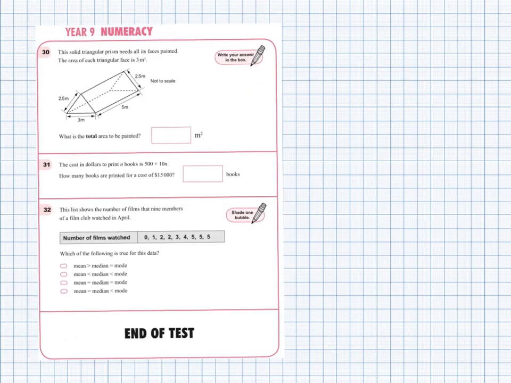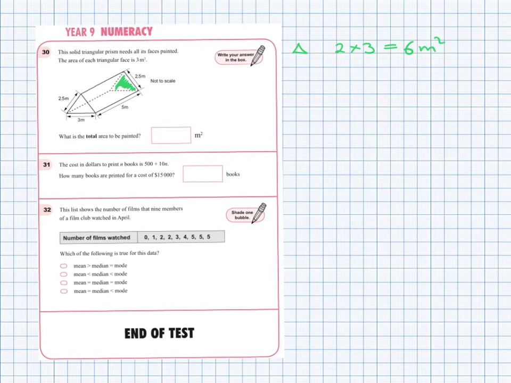Okay, this is correct. And the last page. The solid triangular prism needs all its faces painted. The area of each triangular face is 3 meters squared. So area here is already given, so we don't have to worry about triangles. So it's 3. So 2 times triangles. How many triangles we have? 2. So 2 times 3 is equal to 6. So we already have 6 meters squared.